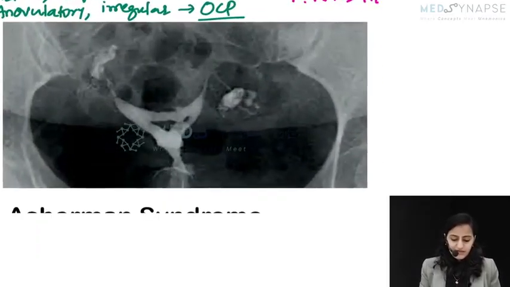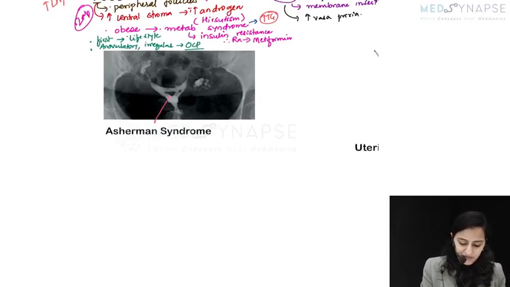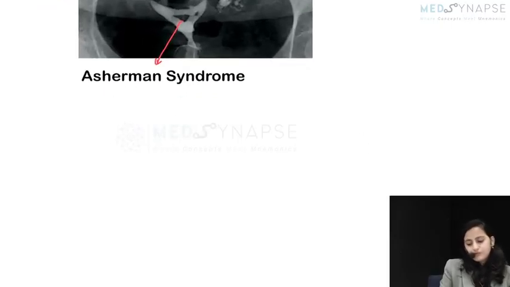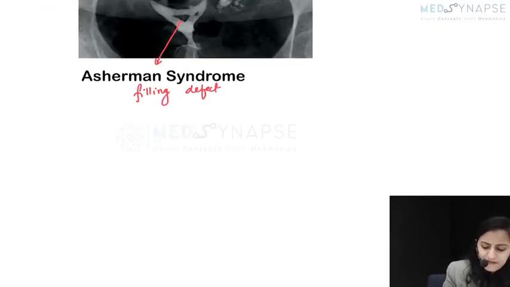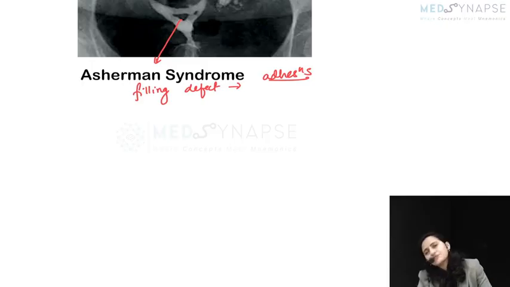What are you seeing here in HSG? ये गैप दिख रहा है कि यहाँ पे कॉन्ट्रास्ट फिल नहीं हुआ. This is the uterus का lining, but I see that in the endometrium there are areas where I'm not seeing the contrast filling in. So basically this is the filling defect, Asherman syndrome, where you will see the contrast filling defect. Asherman syndrome basically has endometrial adhesions. There are endometrial adhesions.